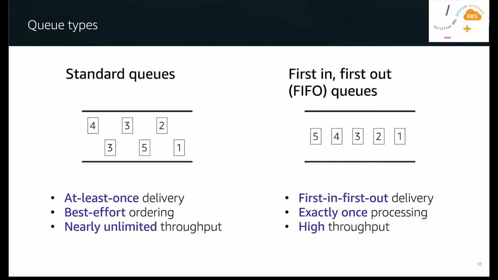The general use cases for SQS are work queues, buffering and batching operations, request offloading, and triggering Amazon EC2 Auto Scaling.